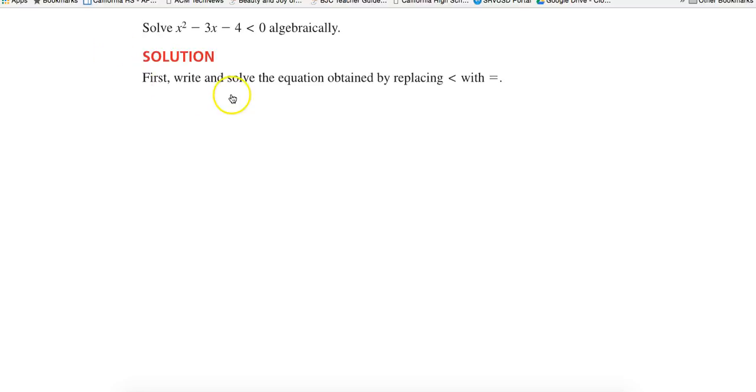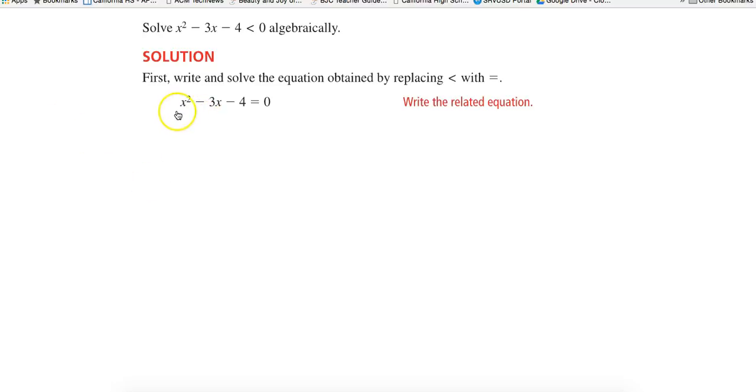The first thing we do is write our equation and replace our inequality sign with an equal sign. So now it is just a quadratic equation. At this point, we're going to solve it with really any method you want. It could be completing the square, the quadratic formula, anything you want, graphing, finding the roots.